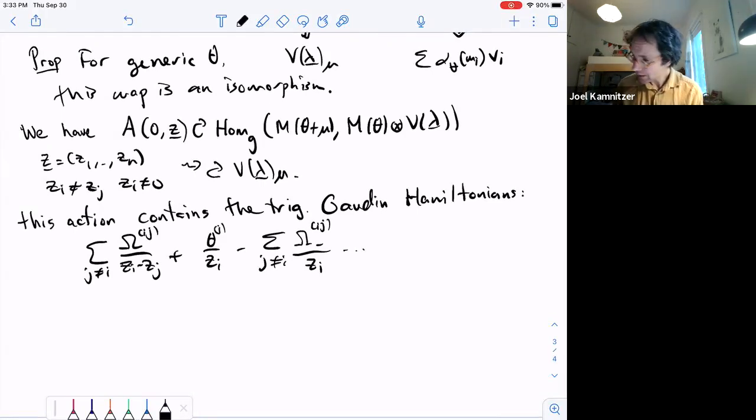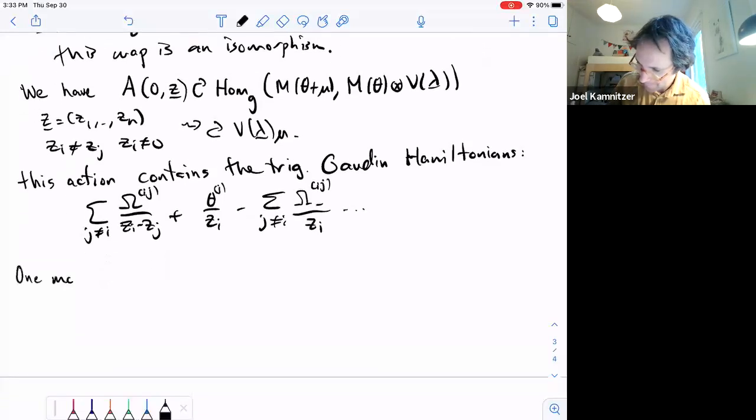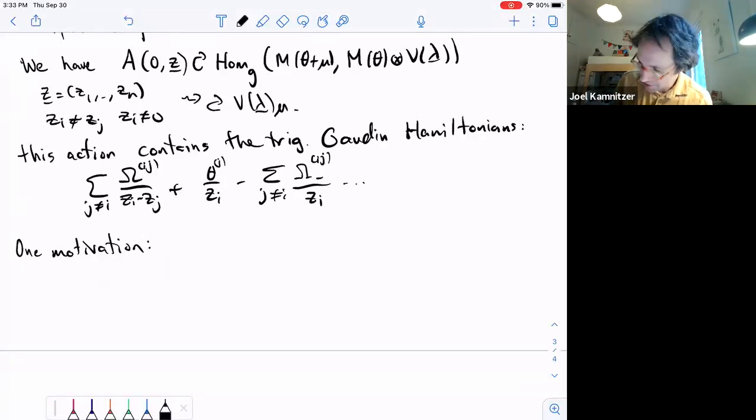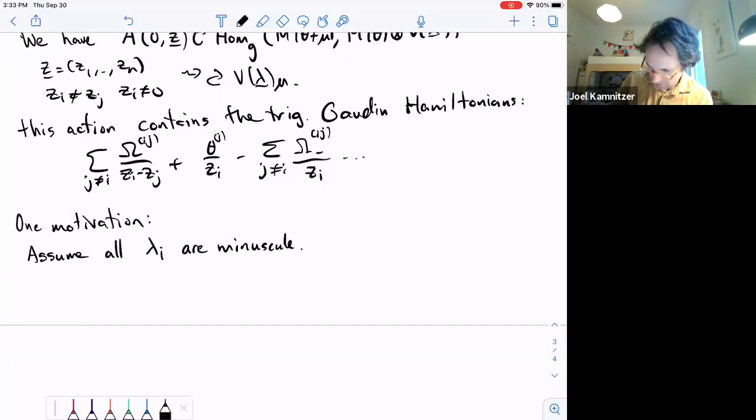Okay, so why are we interested in the action of this trigonometric Gaudin algebra? Here's one motivation. It comes from a completely different source. So let's assume that all the lambdas, which were the highest weights of our representations that we took the tensor product of, are minuscule. That means all weights of those representations are Weyl orbits of the dominant weight. And one thing this gives us is we can consider Gr lambda i inside of the affine Grassmannian of the Langlands dual group. So this is a closed spherical Schubert variety.